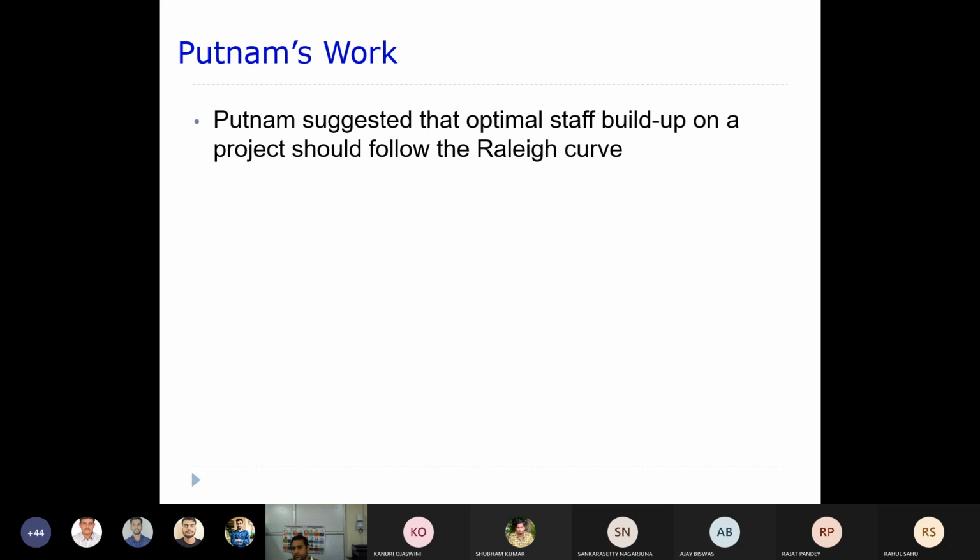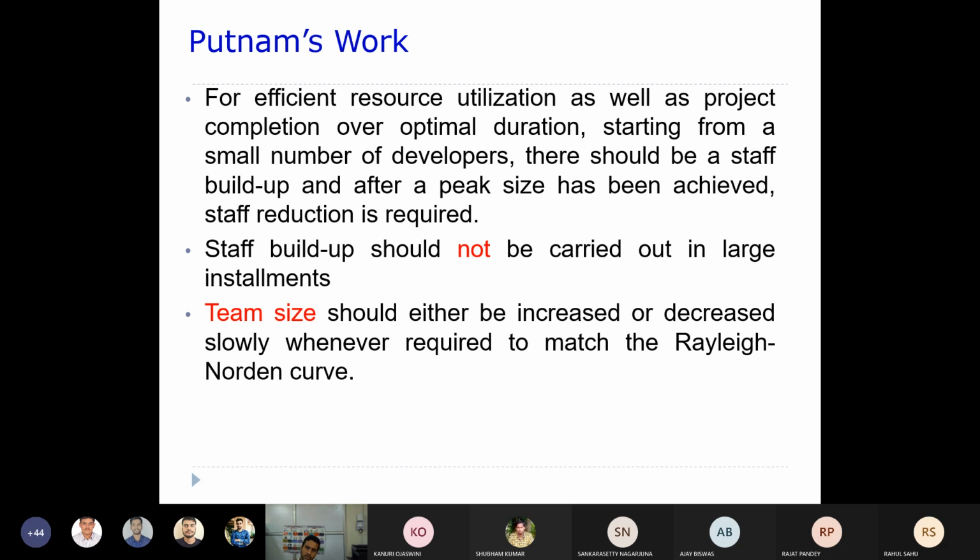That means this is the way we should recruit people, the optimal way that we should follow. For efficient resource utilization as well as project completion over an optimal duration, starting from a smaller number of developers there should be a staff build-up, and after the peak size is achieved, staff reduction is required. This is exactly what I explained to you. If you recruit this way, you will be able to efficiently utilize your resources. Otherwise, you will not be able to utilize your resources properly.